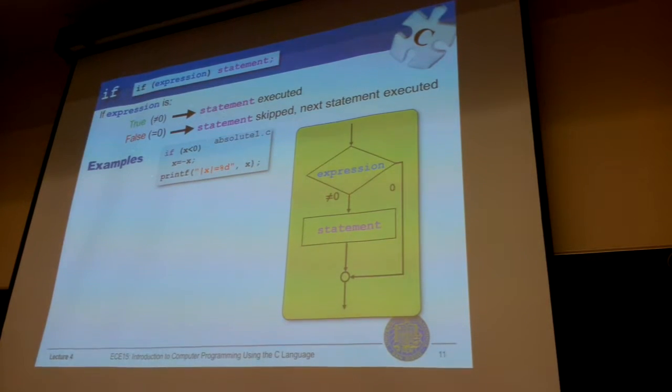So let's look at a few examples of this. So here, we have an if statement that's evaluating if x is less than 0, then set x equal to its negative, print it out. And so this program would actually take the absolute value of x, right? So if the user input a negative value, then we reverse the sign. But if it's a positive value, we just retain the sign. So it's an absolute value.